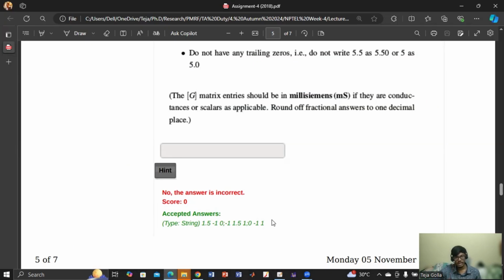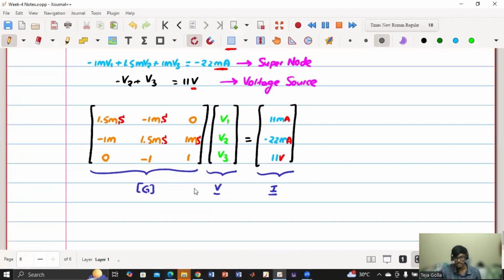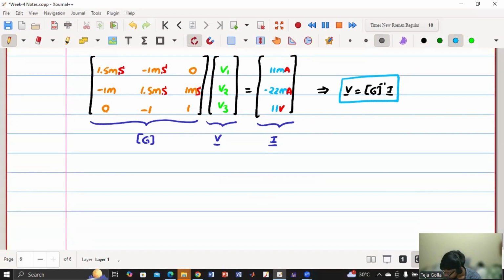We have to be very careful while entering the answer, which is the most critical part, because we have done so many things, and if you make any mistake while entering the answer, then it is gone and you will not get any marks. So we have to be very careful. V bar is equal to G inverse into I. I have solved, and I'll directly write the voltage that I have obtained: V1, V2, V3 matrix is equal to, how much did I get? -2, -14 volt and -3 volt.